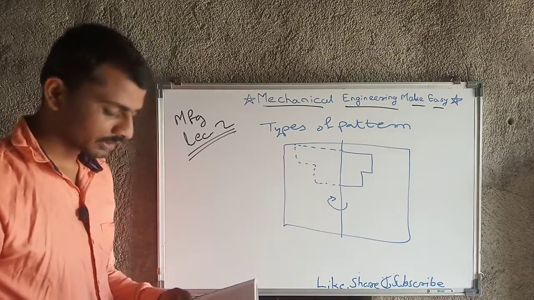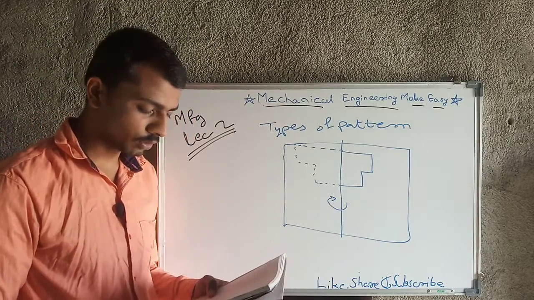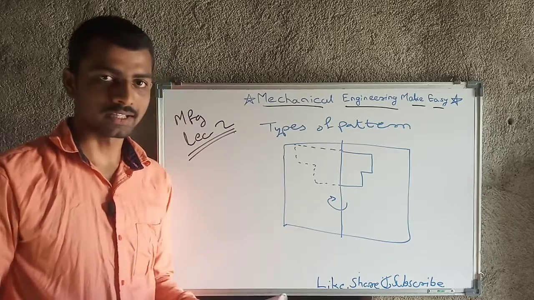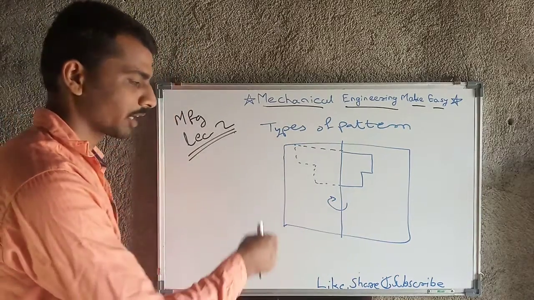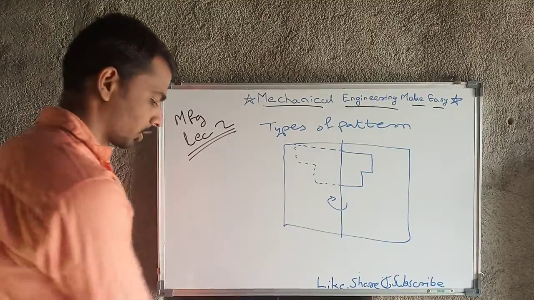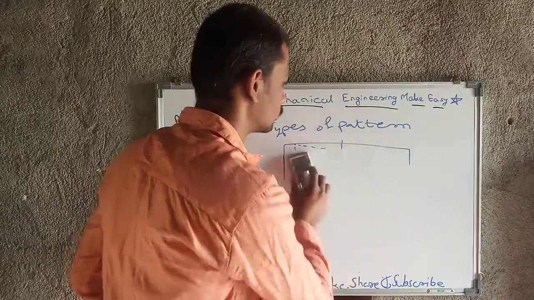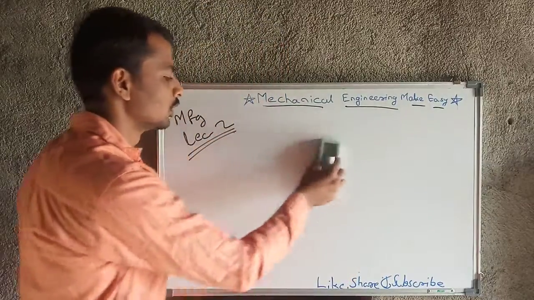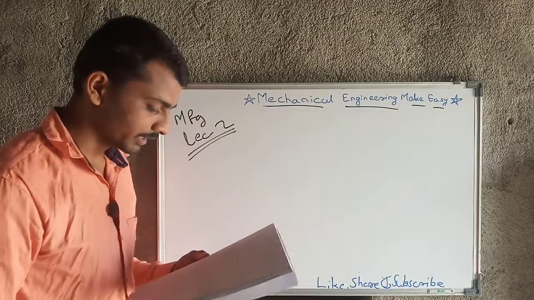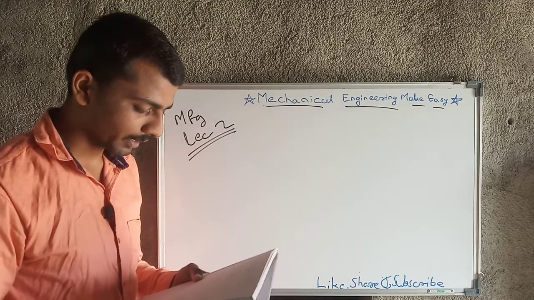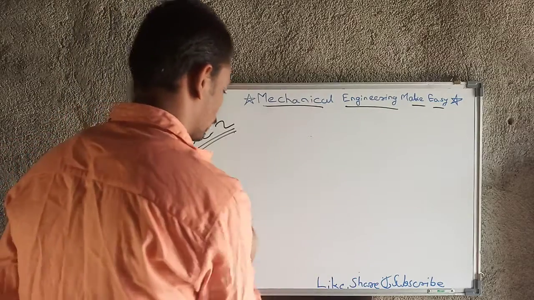Then there is one skeleton pattern. Okay, then segmental pattern, then follow board pattern, and lagged up pattern. There are a number of types of patterns, but these 2 to 3 types which I have explained on the board are the only important ones, so no need to go too deep into these types of patterns. Split or two piece pattern, then sweep pattern, then single piece pattern, and cope and drag pattern. These are the 4 patterns that are important from our GATE point of view.